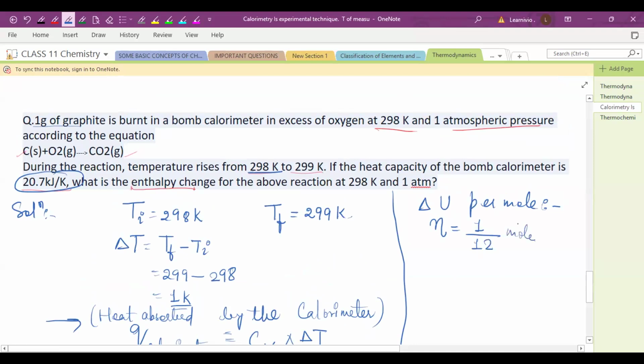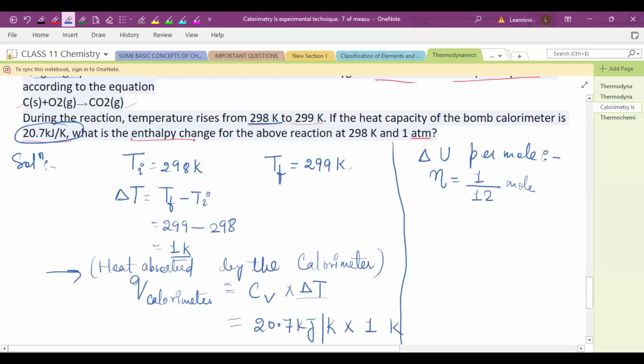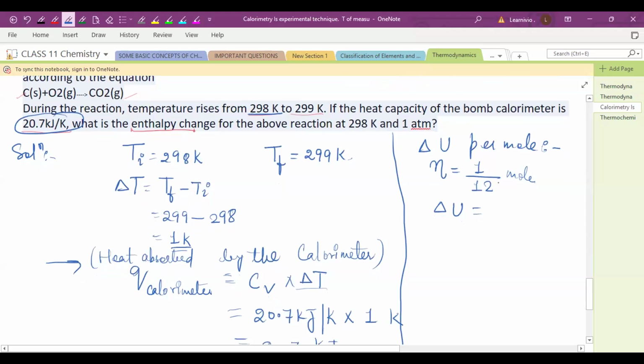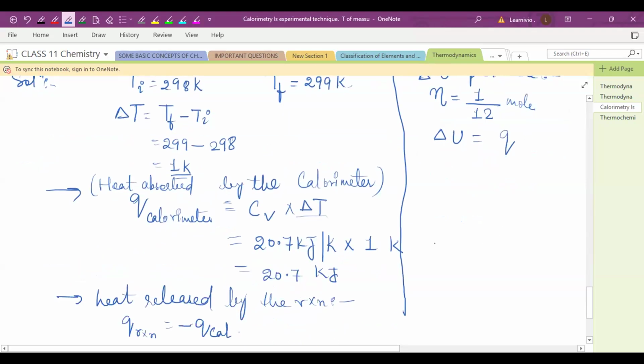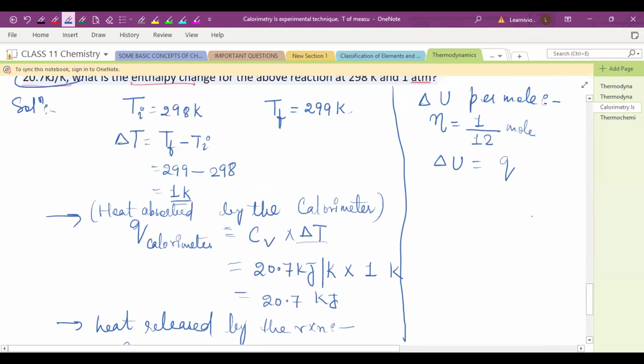1 upon 12 is the mole. And we are calculating the delta U per mole, the change in internal energy per mole. So delta U, as you know very well, for the isochoric process when the volume is constant, delta U is equal to Q. And here the Q of the reaction is negative, so that's why you will put negative over here, negative U divided by moles.